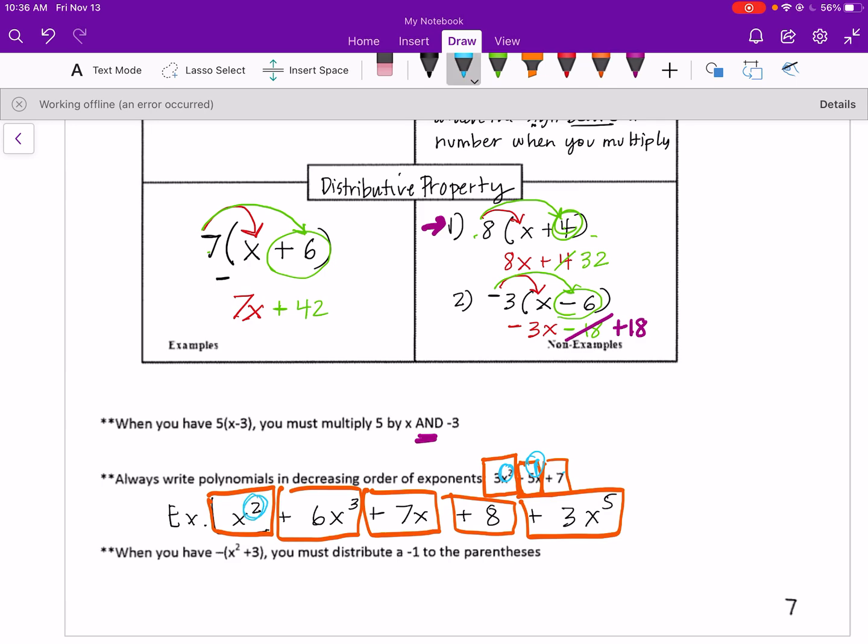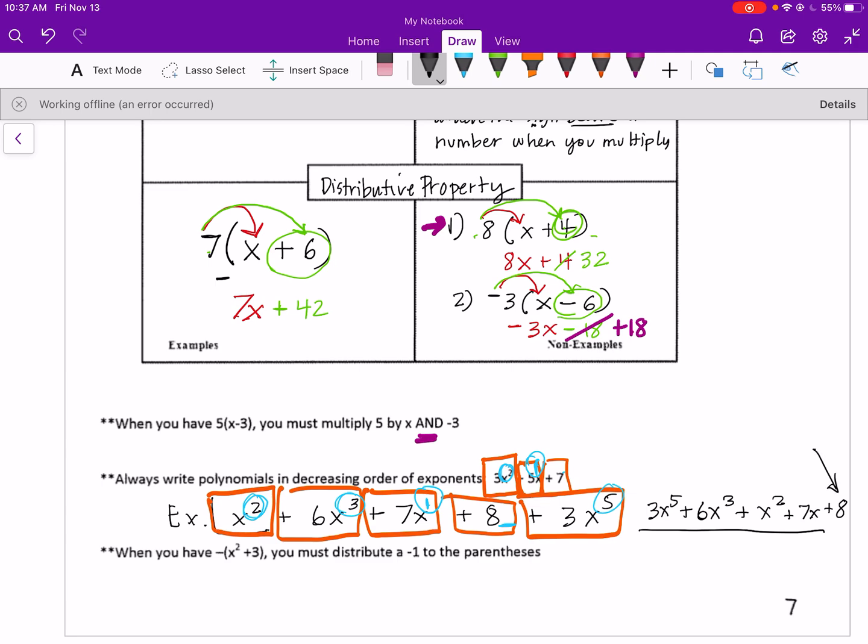Next, you're going to look at the exponents. There's a 2, there's a 3. There's nothing here, so I'm going to put in a 1. There isn't a variable there. And here's a 5. So if I were to rewrite this in decreasing order, starting with the largest, I would start with 3x to the fifth. And then there was no 4, but there's a 3, so plus 6x to the third, plus x squared, plus 7x, plus 8.